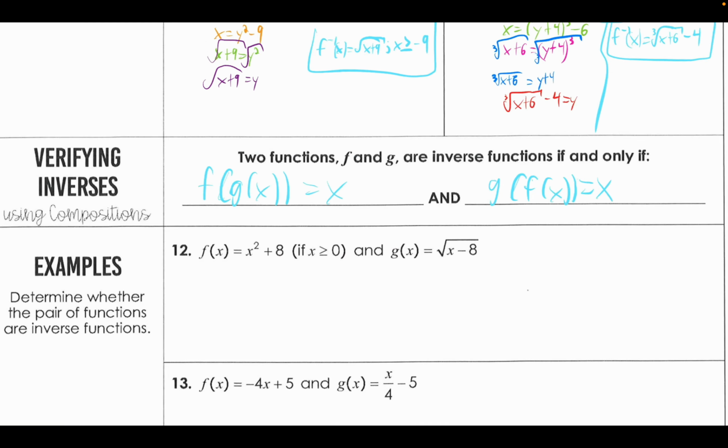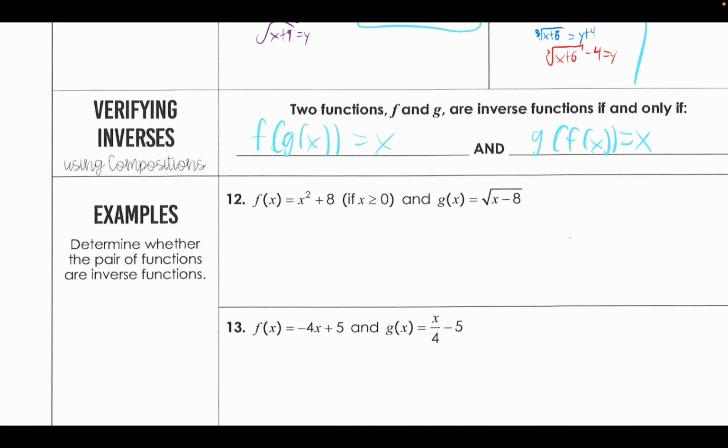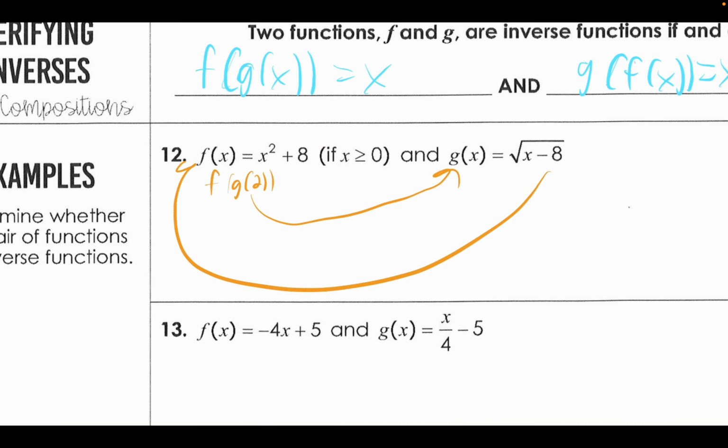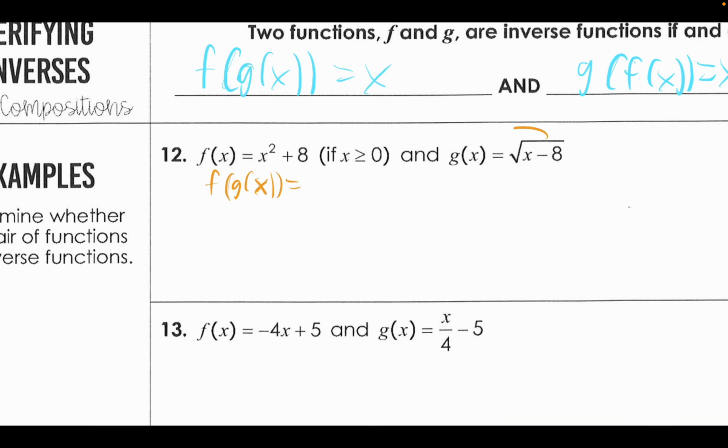So on these examples, determine whether the pair of functions are inverse functions. We'll plug one into the other. Note here, we're not doing f of g of 2, where we plug 2 into g and then that result into f like we were doing in Unit 5. Rather, when we do f of g of x, we're plugging this entire thing in where x goes. So instead of x being squared, it's the square root of x minus 8 being squared.